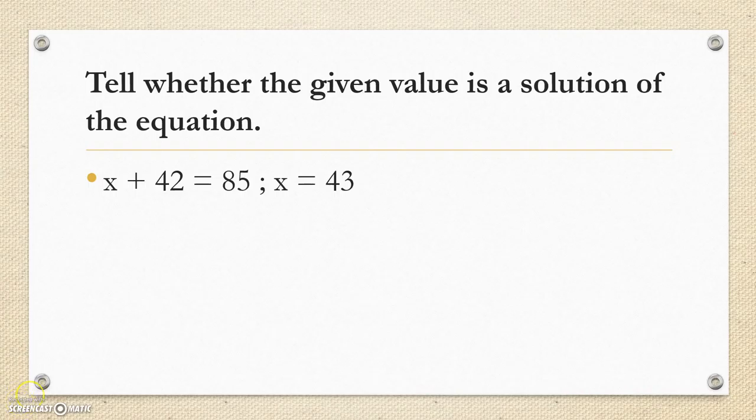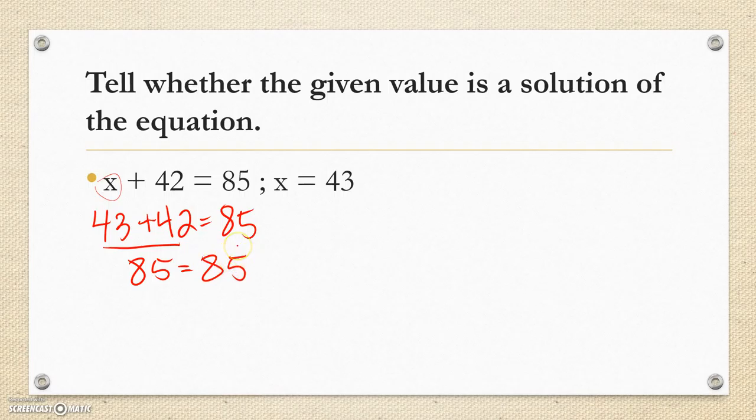Because we're given the value x equals 43, we're going to rewrite this problem here and plug in 43 for our x. So underneath our problem, I'm going to write 43 plus 42 equals 85. What we are checking here is to see, does the left side and the right side equal the same number? So we're going to find the sum of 43 and 42, and when we add that together, we get 85. Since these are equal, 85 does equal 85, yes, x equals 43 is a solution to this equation. So we're going to try a couple more just like this.